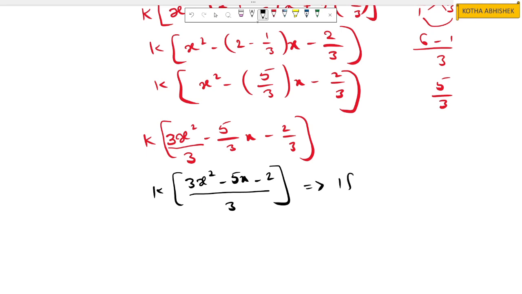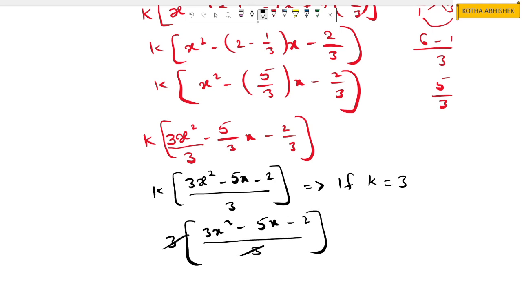So if k equals 3, substituting 3 in the place of k, that is 3 of (3x square minus 5x minus 2) divided by 3, so that this 3 will get cancelled, then we remain with x square minus 5x minus 2. This is our required polynomial.